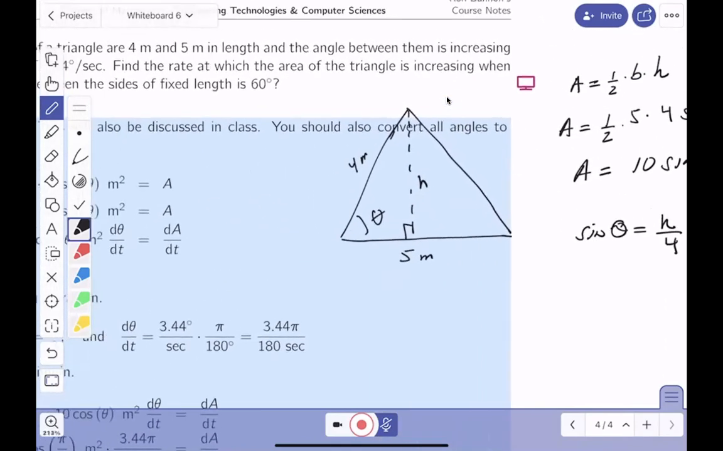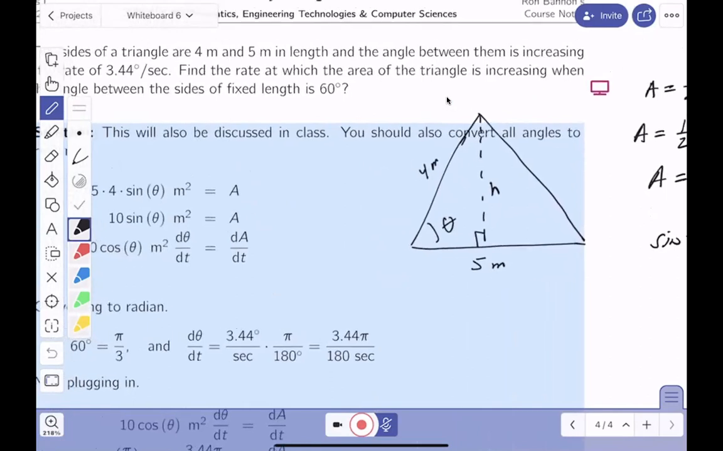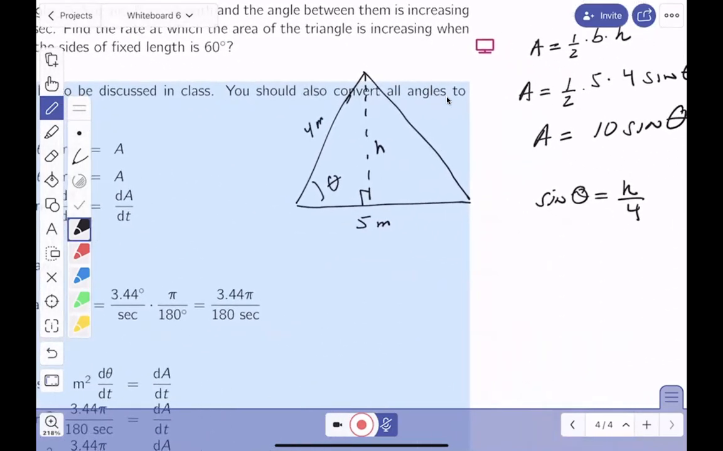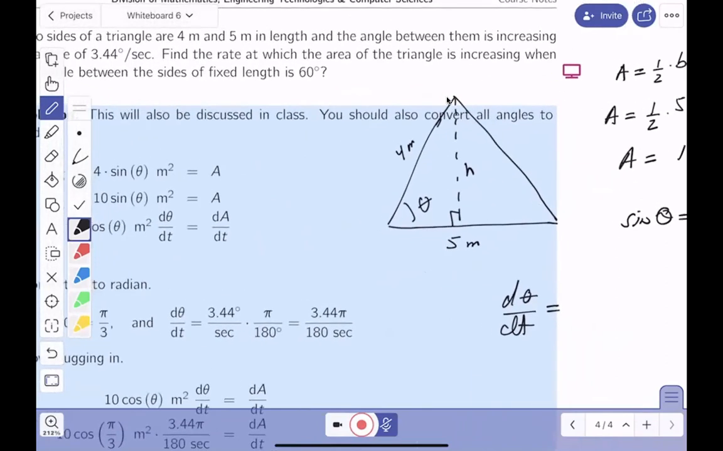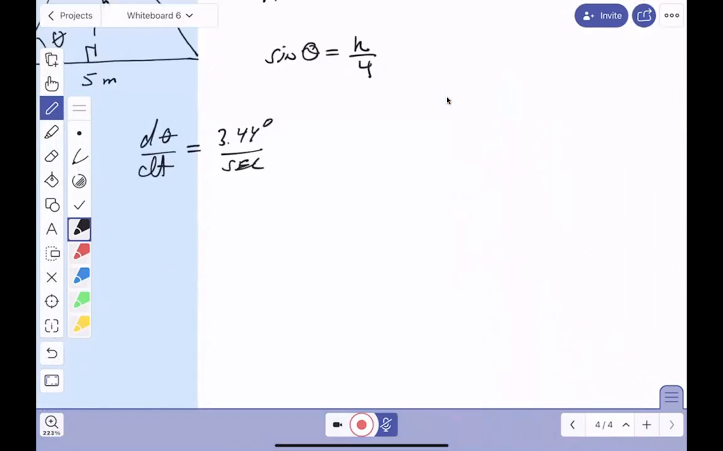All right, I got to do something here. What did they give me? Well, they told me that the angle theta, d theta dt, is increasing, which means a positive number, 3.44 degrees per second. Here's the deal, though. You can't use degrees in this problem. You got to go to radians. So I'll write that down. That's going to be pi over 180 degrees. This is going to be 3.44 pi, the degree cancels off, over 180. The unit on the bottom is going to be seconds. All right, that's d theta dt.